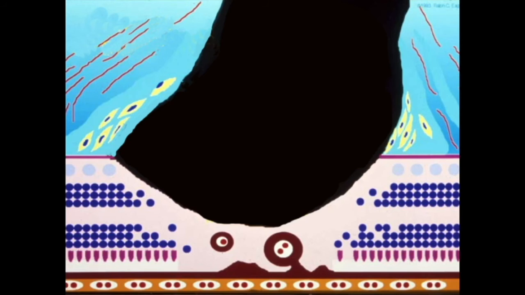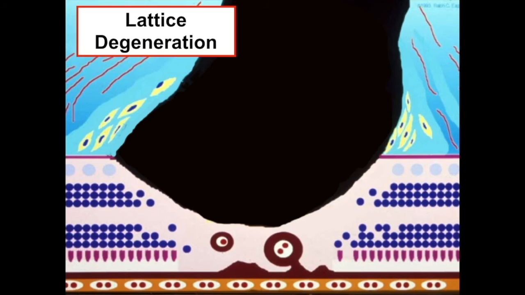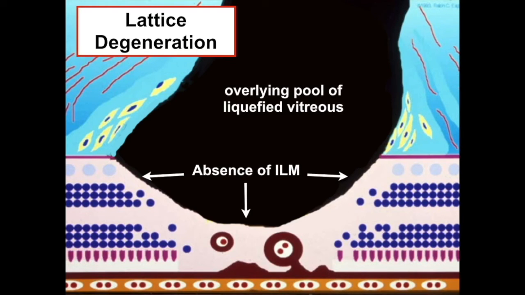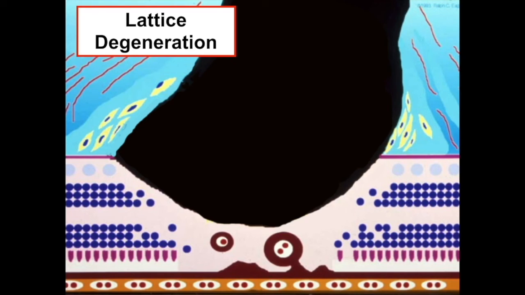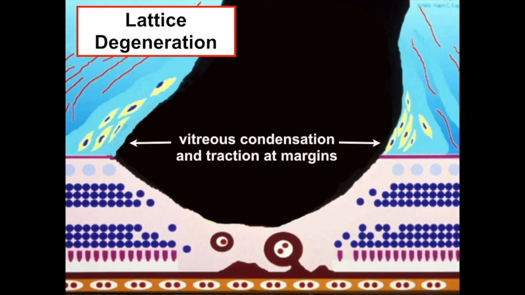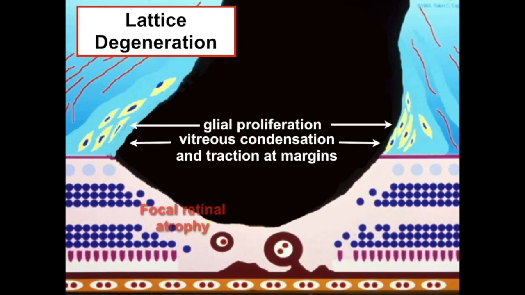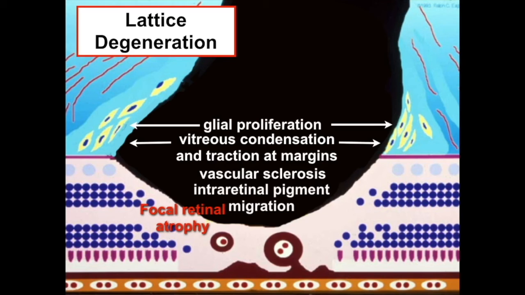Let me summarize the abnormalities in this cartoon. Again, we have absence of the ILM, an overlying pool of liquefied vitreous, vitreous condensation and traction at the margins, with glial proliferation, focal retinal atrophy, vascular sclerosis, and intraretinal pigment migration.